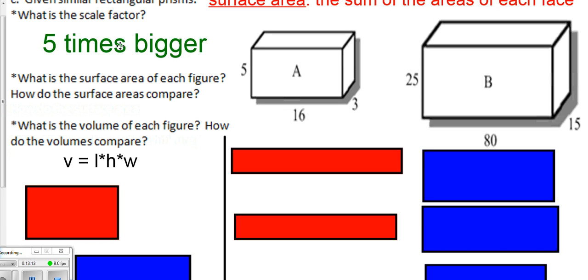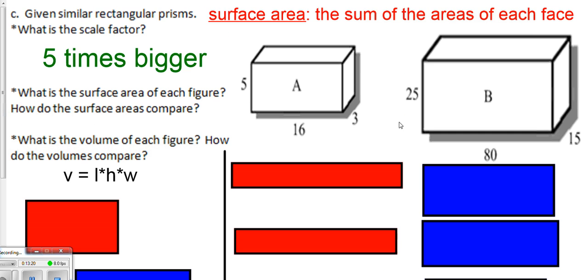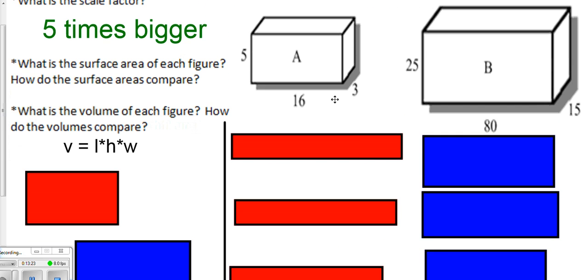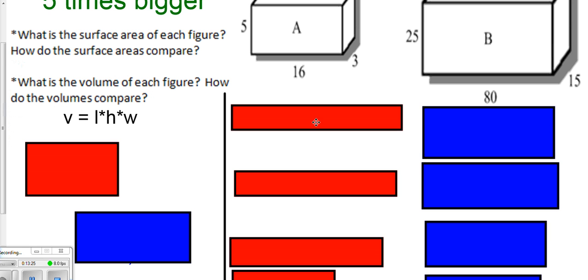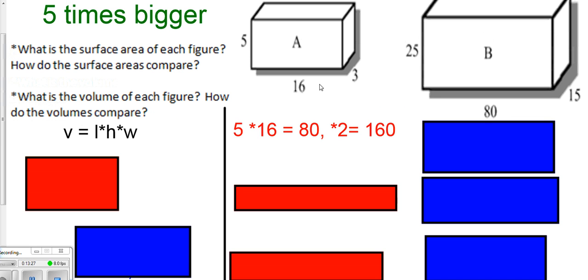What is the surface area of each figure? And how do the surface areas compare? I'm going to find the surface area on the right side over here. So again, we're finding 6 different faces and adding them up. Well, for box A here, we're going to have one face that's on the front and one that's on the back. That's this 5 by 16 right here. 5 by 16 is 80. There are 2 of them, a front and a back, so those would add up to 160 units squared.